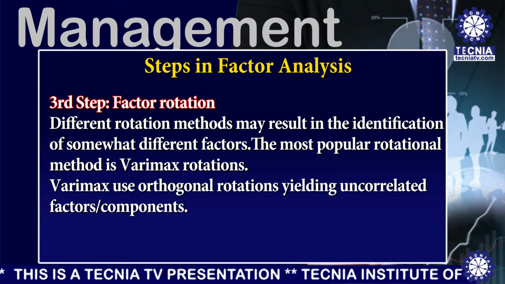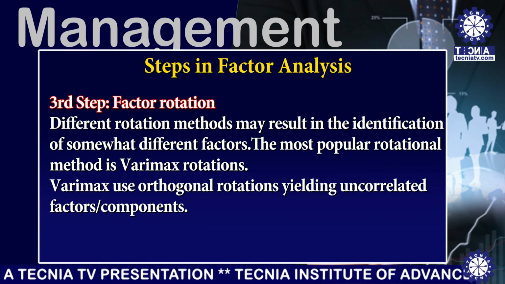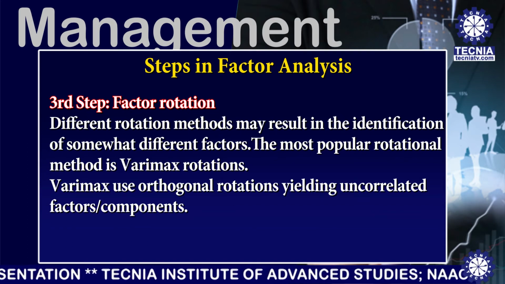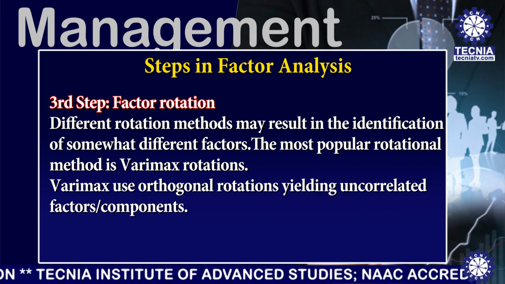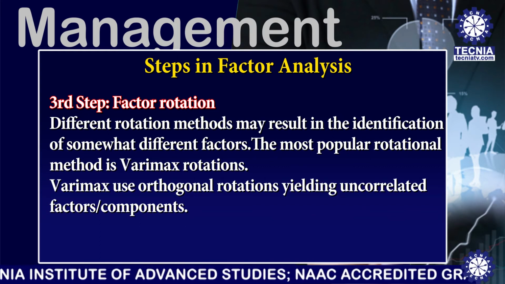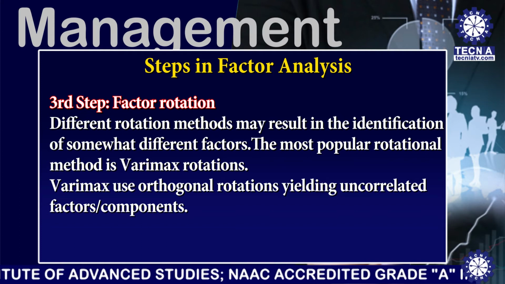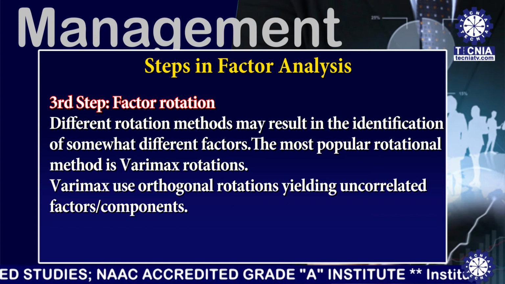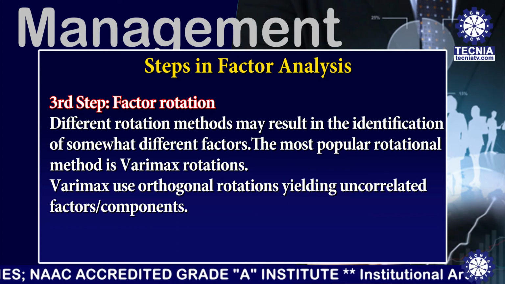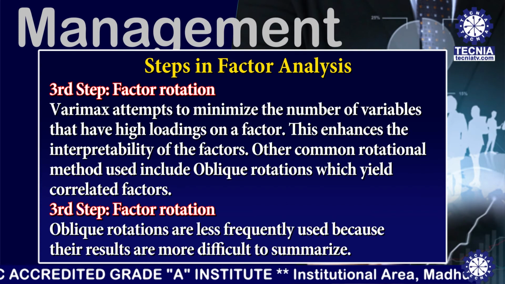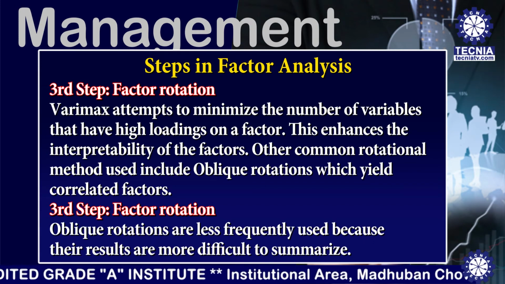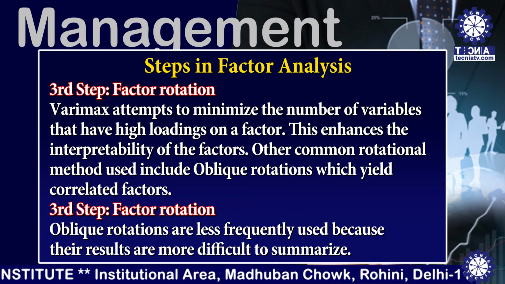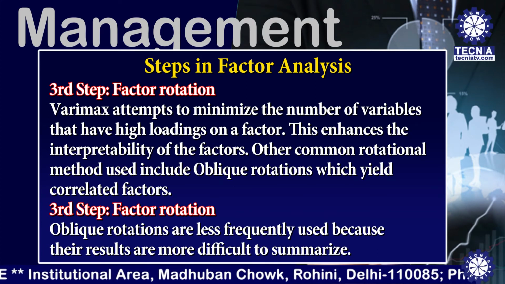Different rotation methods may result in the identification of somewhat different factors. The most popular rotational method is Varimax rotation. Varimax uses orthogonal rotations yielding uncorrelated factors or components. Varimax attempts to minimize the number of variables that have high loading on a factor. This enhances the interpretability of the factors.